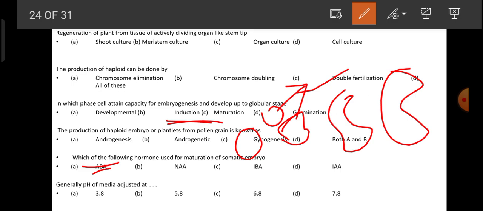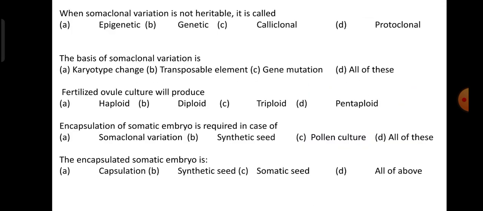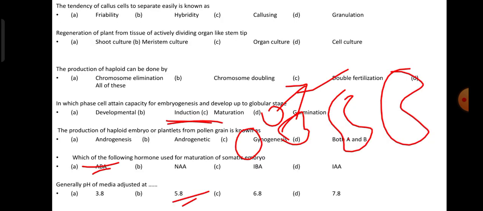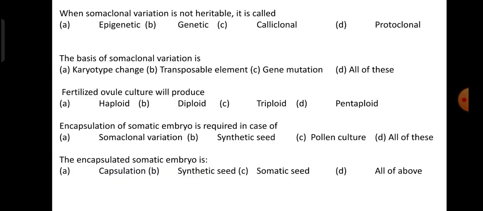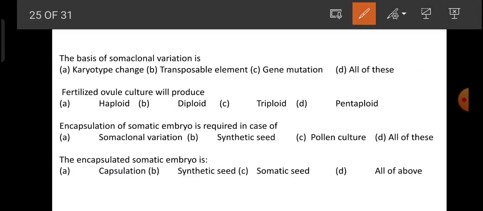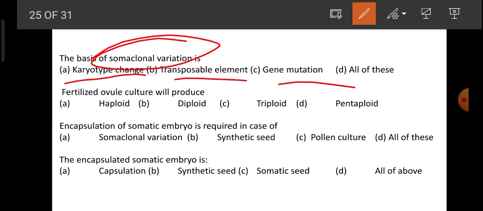Next question, generally the pH of media is adjusted to 5.8 always. Okay. When somaclonal variation is not heritable, it is called as, the answer is epigenetic. This is a straight answer. Epigenetic is the answer here. Okay. The basis of somaclonal variation is karyotype change, transposable element, gene mutation, all of this. Somaclonal variation happens by all these three means, that is karyotype change, transposable element and gene mutation.